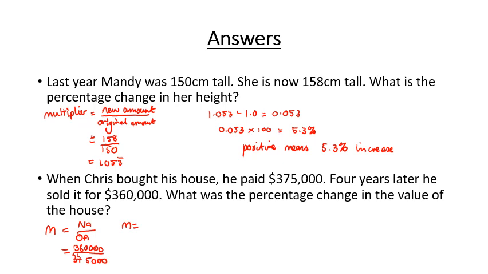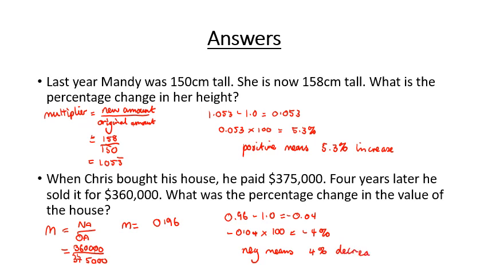My multiplier in that particular case is going to equal 0.96. If I then have 0.96 and I take away 1.0, that's going to give me an answer of negative 0.04. I've got negative 0.04 and I'm going to multiply that by 100. That's going to give an answer of negative 4%. I know that a negative means a decrease, so it is actually a 4% decrease in value.